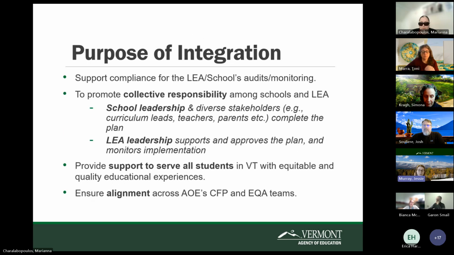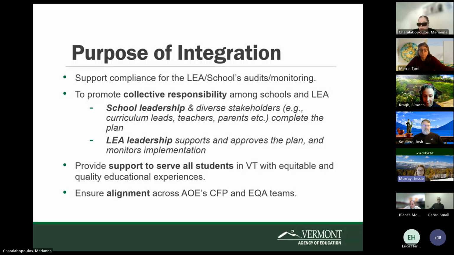Overall, the purpose of the integration is to streamline these requirements, to support the compliance for LEAs in schools. We want to set schools and LEAs up for success to be able to demonstrate compliance with the law and ensure that you all have all the required documentation that you might need for any monitoring or anything like that. This integration also aims to hopefully promote the collective responsibility of both schools and LEAs that they share with this purpose, with the intention of these programs.